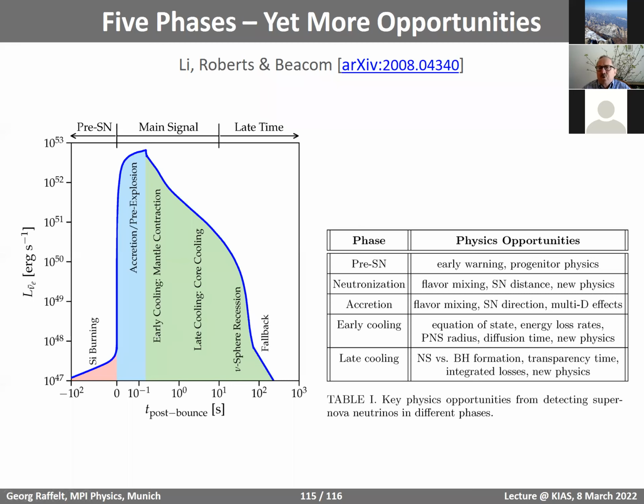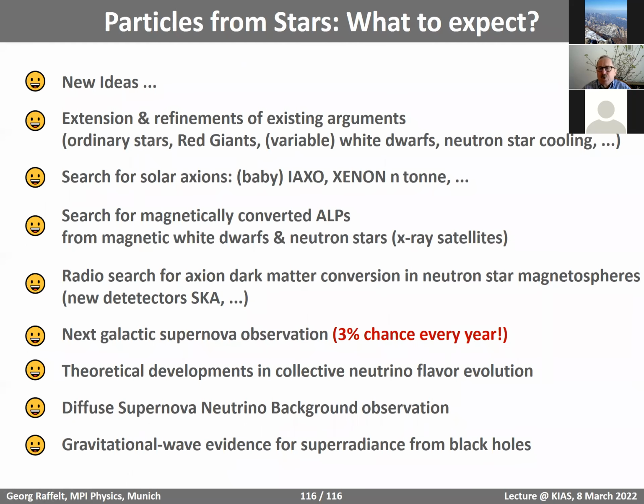So coming to my conclusion, pretty much in time after 2 hours. What can particles and stars do for each other? Of course, there's always room for new ideas, and many new ideas have been proposed recently. There have been many recent papers on dark photons, fuzzy dark matter, axions, and so on, using new observables. And of course, we can extend and refine the existing arguments about ordinary stars and neutron stars.